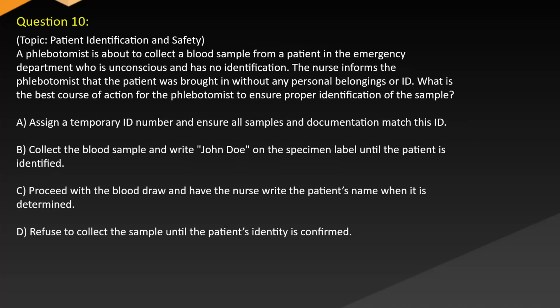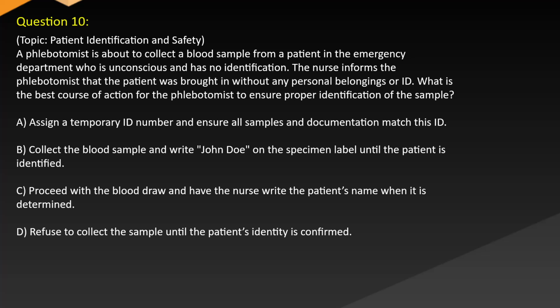Question 10. Topic: Patient identification and safety. A phlebotomist is about to collect a blood sample from a patient in the emergency department who is unconscious and has no identification. The nurse informs the phlebotomist that the patient was brought in without any personal belongings or ID. What is the best course of action for the phlebotomist to ensure proper identification of the sample?